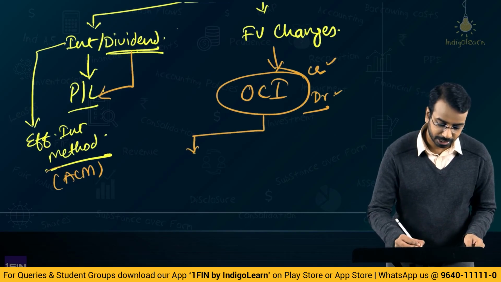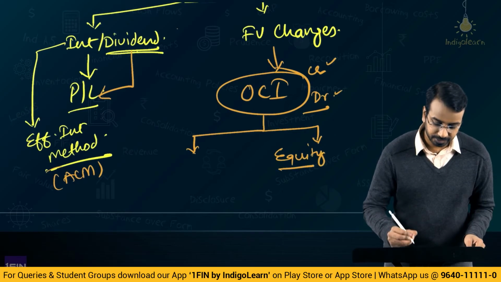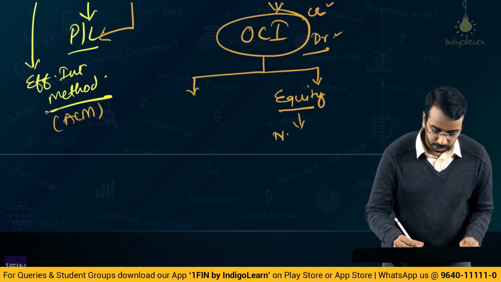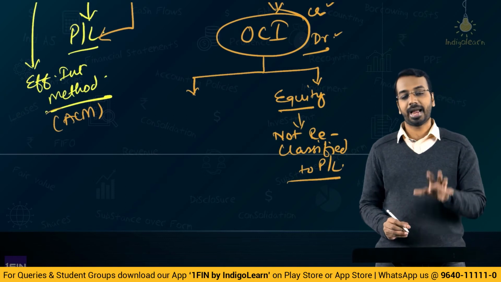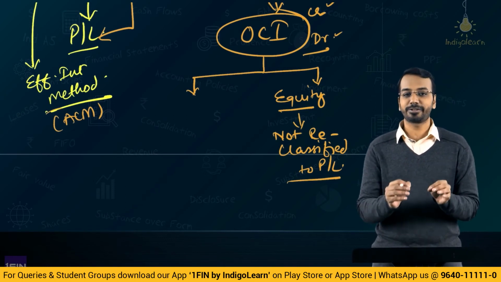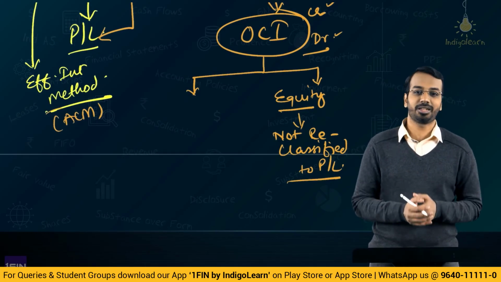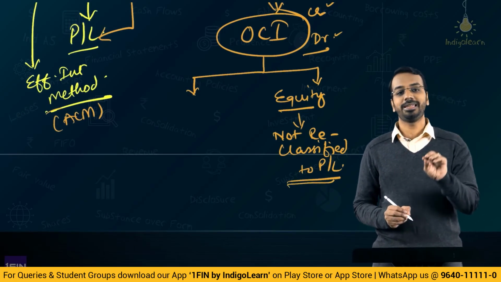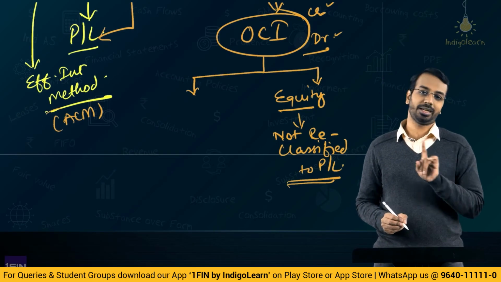Now, it depends on what you are holding. If it is equity of another entity, then this will not be reclassified to P&L. Why? Because we have understood that if an entity designates an investment in equity as fair value through other comprehensive income, then the accumulated balance in other comprehensive income will never be taken to P&L. Even if you de-recognize, it will have to remain in equity only. It may be transferred to retained earnings, but it will never be transferred to the P&L. That is one thing you need to remember.